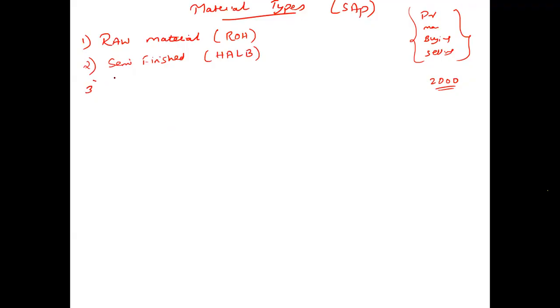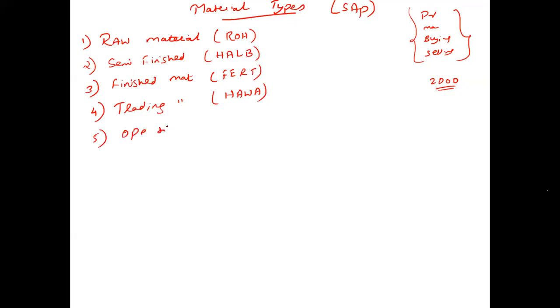And the third one you can consider as finished material. That can be mentioned as FERT. And the fourth one will be your trading materials. That can be mentioned as HAWA. I'll explain all these terminologies. First, I define all the material types. Next one will be the operating supplies. Operating supplies can be defined as HIBE. And the next one will be the spare parts. That can be defined as ERSA.